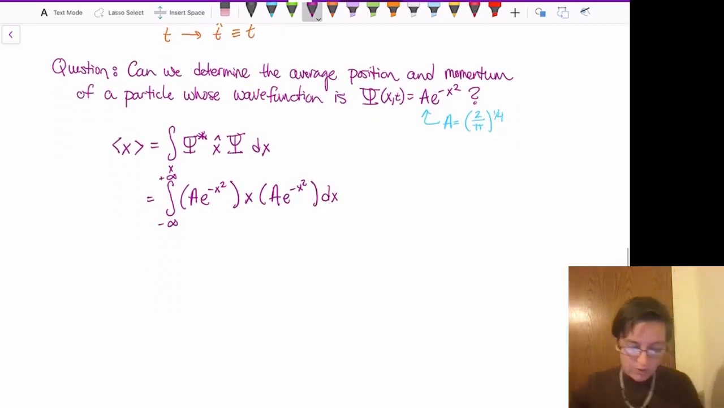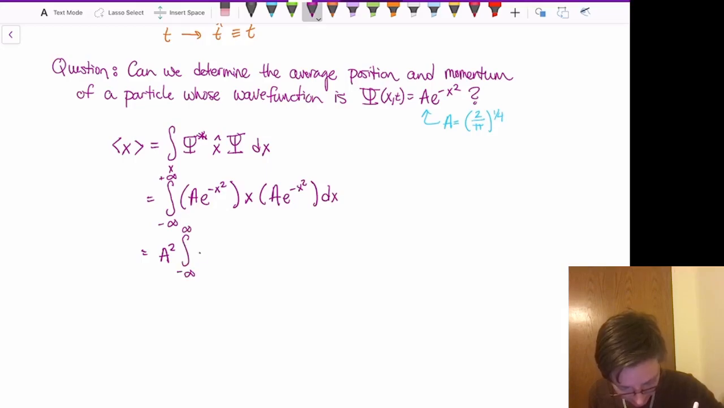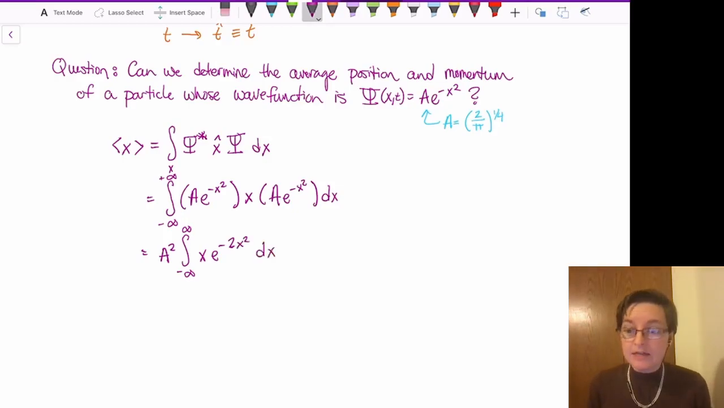And so at this point, we don't see any derivatives that are sneaking around that might mess up whether or not we can move around different terms in our integrand. And so I am allowed at this point to go ahead and simplify this a little bit. I'm going to pull my constants out of the expression, and I'm going to be left with x e to the negative 2x squared dx. And this now is an integral that I have to solve.